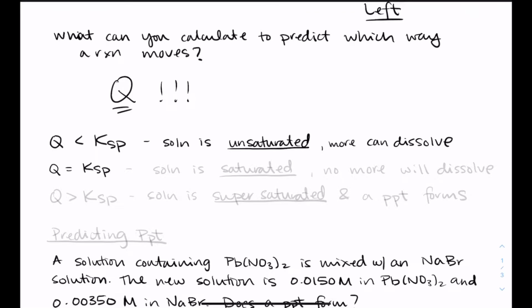So, right, Q greater than Ksp, you would tell me the reaction moves left, which means forming a precipitate in this case. And if you are under a set of conditions where Q is greater than Ksp, we would call this a supersaturated solution. Now, you are probably wondering, how do you push a reaction to go beyond? Like, how do you get something that's supersaturated?